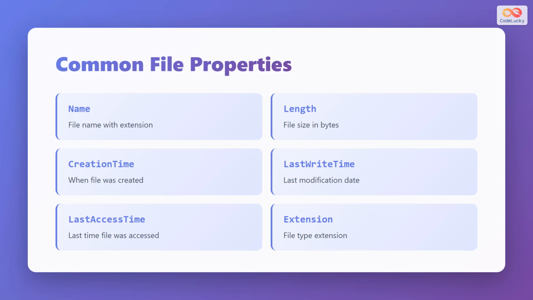Let's explore the most commonly used file properties. The Name property gives you the file name including its extension. Length returns the file size in bytes, which is useful for checking how much space a file occupies. CreationTime tells you when the file was originally created on the system. LastWriteTime shows the date and time when the file was last modified. LastAccessTime indicates when the file was last opened or accessed. Finally, the Extension property returns just the file type extension, such as .txt or .log. These properties provide a comprehensive overview of any file's characteristics.